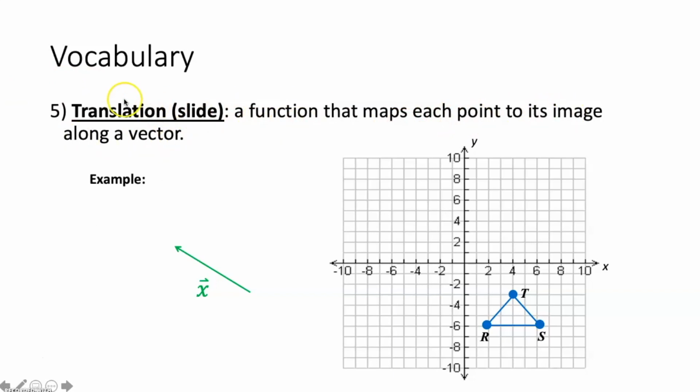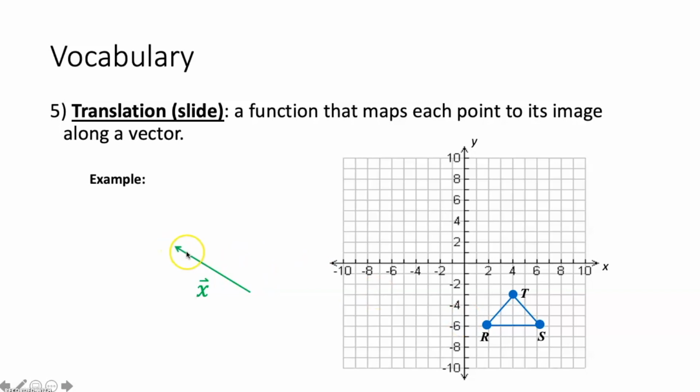Now, a translation or a slide is a function that maps each point to its image along a vector. So a translation, as you can see, is just a slide. You're going to take each point and slide it along a given vector. So here, our vector x is telling you that we're going to take each point in this triangle here, RST, and we're going to slide it along this vector, the same distance and in the same direction. So all you have to do then is apply this given vector to each point over here.